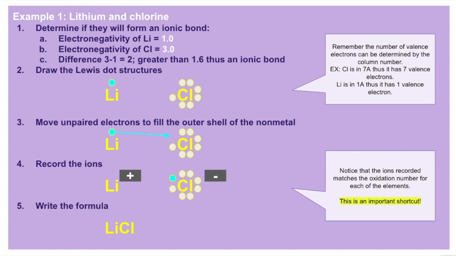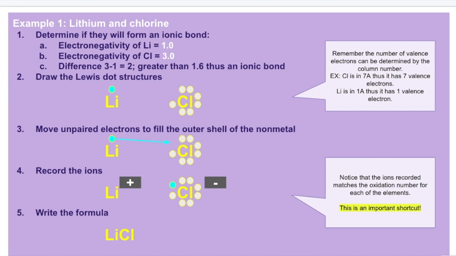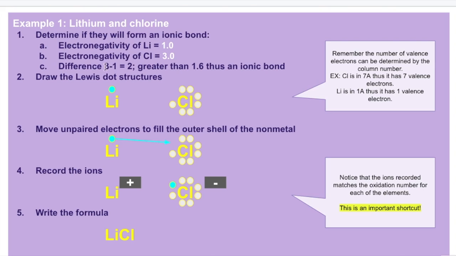For example 1, we have lithium and chlorine. First, we need to determine if they will form an ionic bond. If we look at lithium, it has an electronegativity of 1, and chlorine has an electronegativity of 3. If we subtract 3 minus 1, we get a difference of 2, which is greater than 1.6. Thus, we know it's an ionic bond.